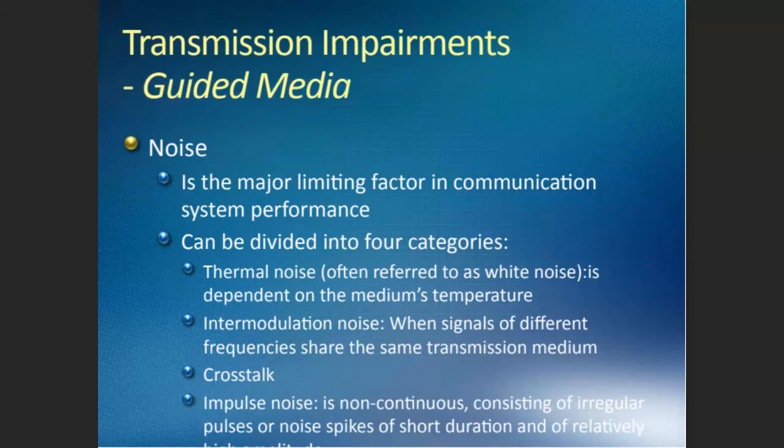Thermal noise, often referred to as white noise, is dependent on the medium temperature. That's why we keep the server rooms and data centers in a controlled environment, on the temperature for the machines. Machines, transmission cables. You don't keep the machine in a cool temperature and then put your cable on fire. What will happen? You will torture the data.